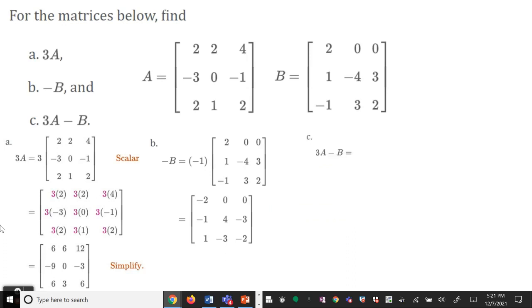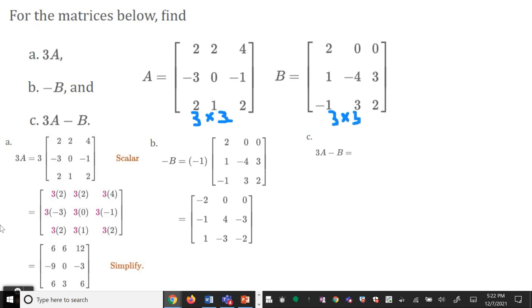Okay, the last one, we have 3a minus b. So first, since we have subtraction here, you want to make sure that we have the same order, because in order to add or subtract, you have to have the same order. Okay, so for matrix A, our order is 3 by 3. And for matrix B, our order is 3 by 3. So we're okay. So since the orders are the same, we can multiply.